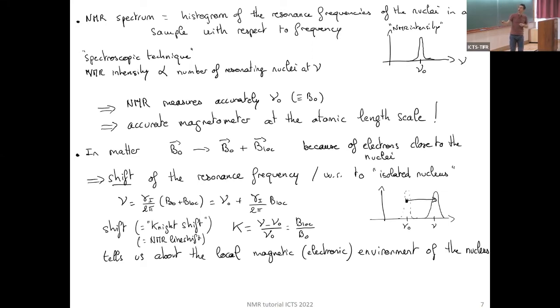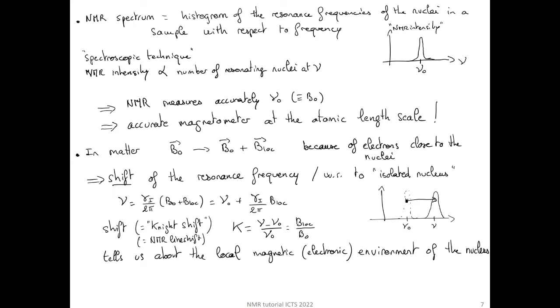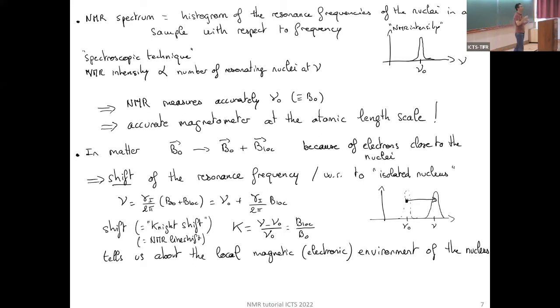So the new resonance frequency will be gamma times the new field, B0 plus B local. So it's just the reference frequency, as we call it, plus gamma times the local field. And the quantity we measure, which is usually called the Knight shift, or NMR shift, or NMR line shift, that's the same thing, is the relative variation of this resonance frequency: nu minus nu zero divided by nu zero. That's just the ratio of the local field to the external field. So this is the quantity that will tell us about the magnetic environment of your material, and that's the quantity we will use.